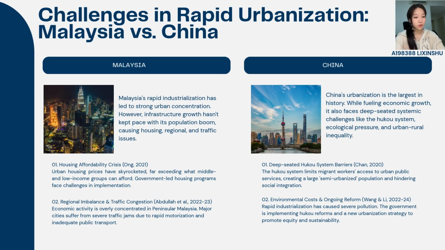Malaysia's rapid industrialization has led to strong urban concentration. However, infrastructure growth hasn't kept pace with its population boom, causing housing, regional and traffic issues. China's urbanization is the largest in history. While fueling economic growth, it also faces deep-seated systemic challenges like the hukou system, ecological pressure, and urban-rural inequality. These three troubles happen in every country with fast urban growth, including Malaysia and China.